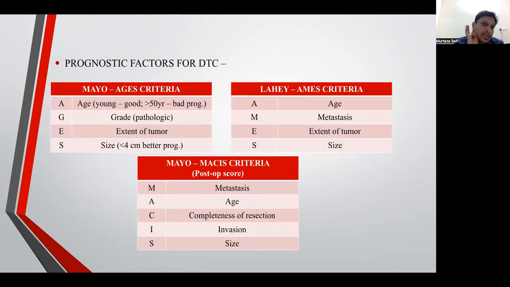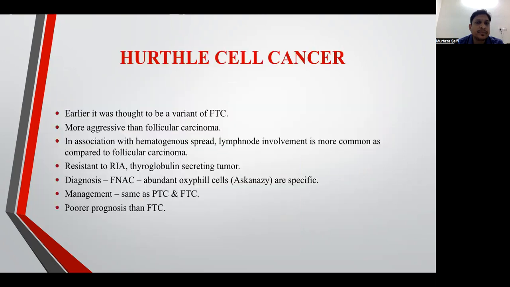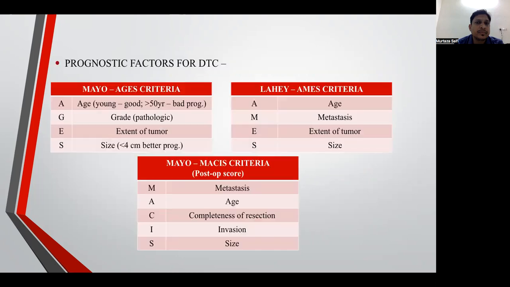So next is this chart for the prognostic factors. It is the Mayo AGES criteria. You can see the AGES criteria: age, young is good, more than 50 years, bad prognosis. G for grade, pathologic. E for extent of tumor. S for size, less than 4 centimeters has better prognosis.